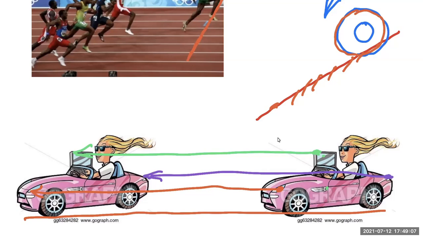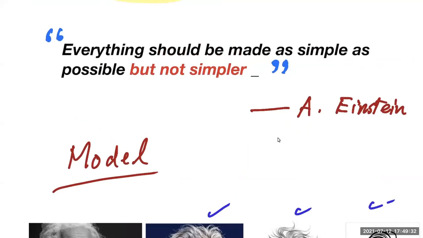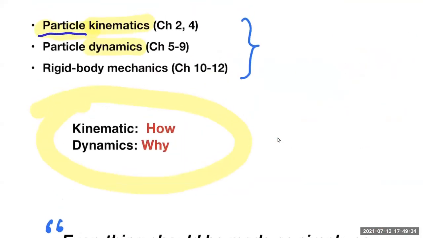So if we have a situation where the shape and size of the object cannot be ignored, then we cannot think of it as a point particle anymore, but we would rather study what's called a rigid object. It's an object with finite shape and size, but the shape and size do not change. That's why we call it a rigid object. Of course, there are non-rigid objects, but we're going to start with rigid objects. This is the reason why we study rigid body mechanics after we study particles.